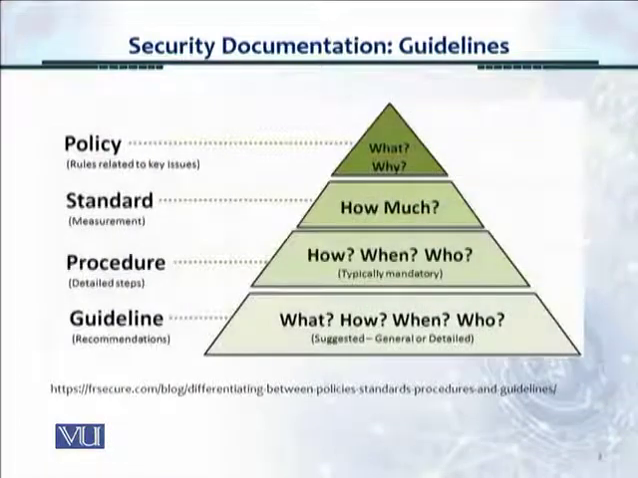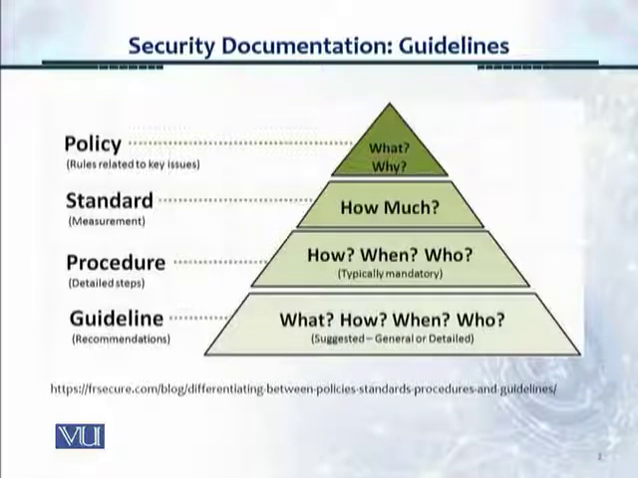So as you can see in the policy, we referred to rules related to key issues, and that was the constitution, what needs to be done, a little bit about importance of why it needs to be done. Standards help to define the policy a little bit further with specific details related to measurement, how much or what frequency of the activity. Procedures are detailed steps, also called SOPs. How something needs to be done, when it needs to be done, who needs to do it, and these are typically mandatory steps, just like standards.